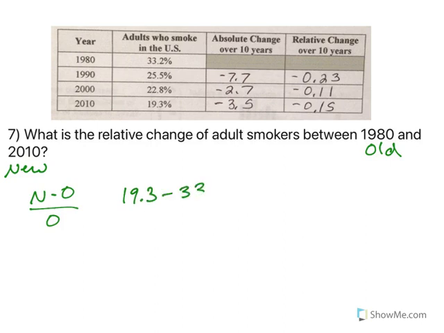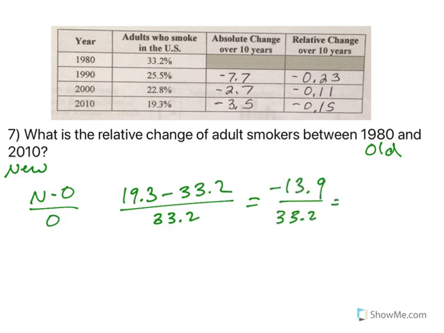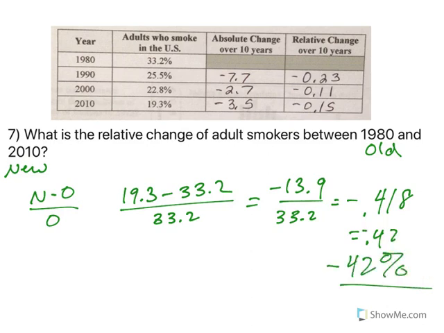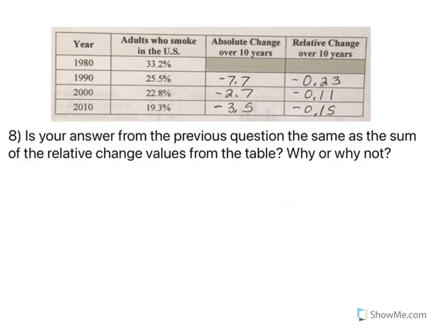19.3 minus 33.2 divided by 33.2. I end up with negative 13.9 divided by 33.2 gives me a negative 0.418, which is approximately negative 0.42, a negative 42%. So from 1980 to 2010, we had a 42% decrease in the percentage of adults who smoke in the U.S. That's what that means.